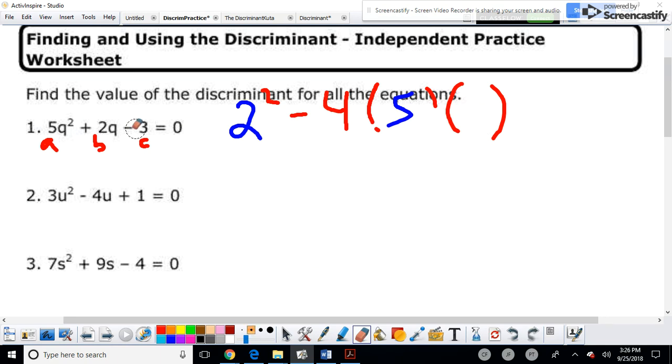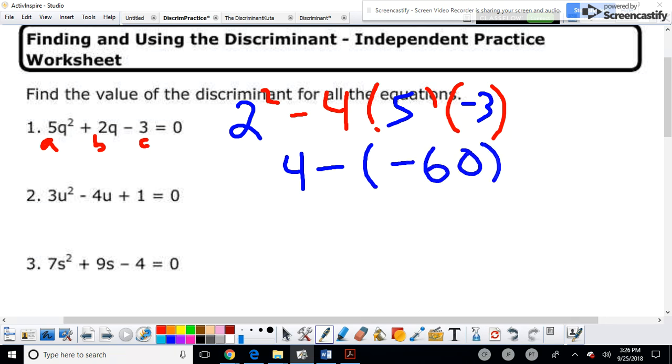That minus sign means that the 3 is negative. So put that in there. And we just use some simple arithmetic and we just multiply this out. So this is 4, and we have 4 times 5 is 20. 20 times negative 3 is negative 60. So it's like that. And of course, we've got these double negatives here, so that's going to become positive. So my answer is going to be 64.